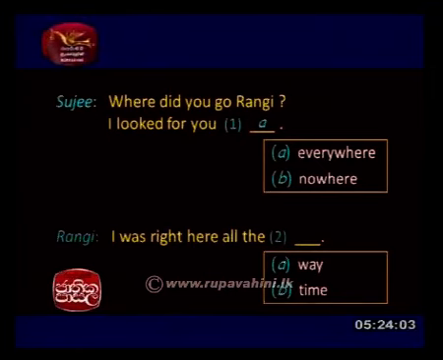Rangi, I was right here all the blank. What are the 2 words? Way, time. I was right here all the time. මම මෙච්චර වෙලා මෙතනමයි හිටියේ. All the way here. Right? I was right here all the time.